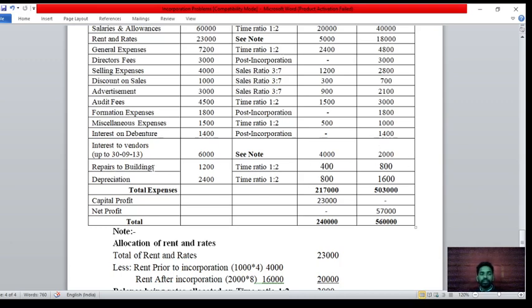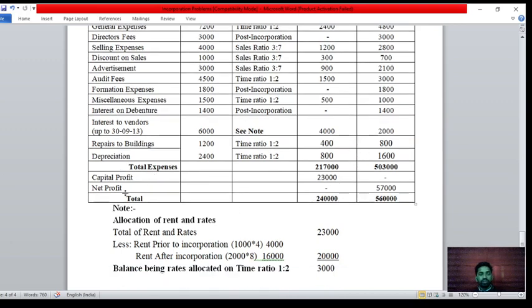Okay, so repairs and buildings is 1,200, it is the time ratio, 400 for the pre and 800 for the post. Next, depreciation, 2,400 under the time ratio. 800 for the pre-incorporation, 1,600 for the post-incorporation. Now see the total expenses. Total expenses for the pre-incorporation is 2,17,000 and for the post-incorporation 5,03,000.